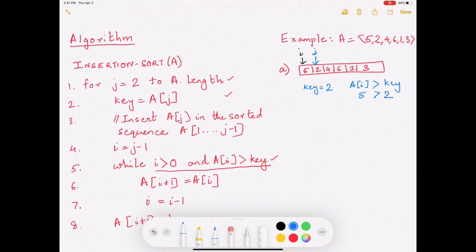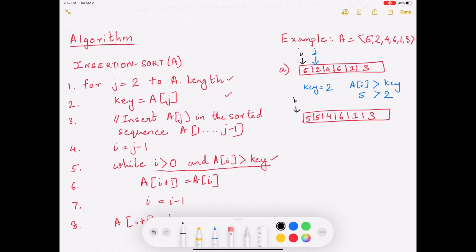Then what is going to happen is you are going to take A[I] and copy that over to A[I+1]. So this is 5, that is your A[I], and you're copying that to A[I+1]. So you're copying 5 here. This is what is happening in line 6. And then you are going to decrement your I. So your I will essentially be here because I is now 0. And because I is now 0, you're going to exit the while loop.